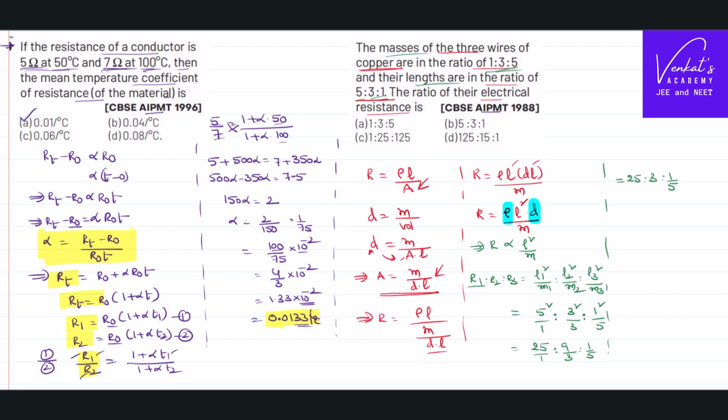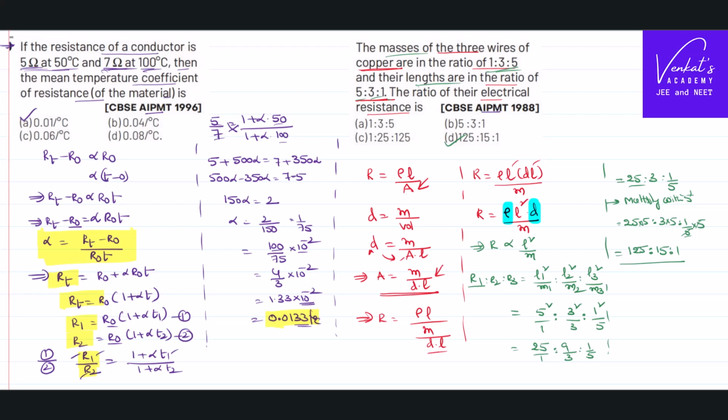But this kind of answer is not there among the options. To get the kind of answer that is there, let us multiply everything by 5. What happens then? 25 into 5 is to 3 into 5 is to 1 by 5 into 5. That does not affect the ratio in any way. So 25 into 5 is 125, 3 into 5 is 15, and 1 by 5 into 5 is 1. So the ratio is 125 is to 15 is to 1.